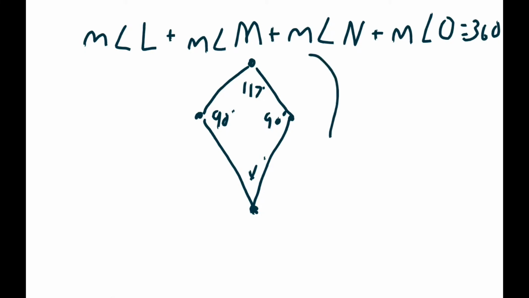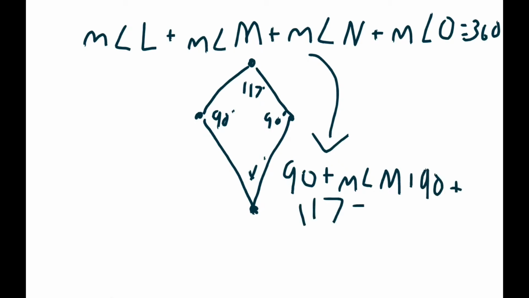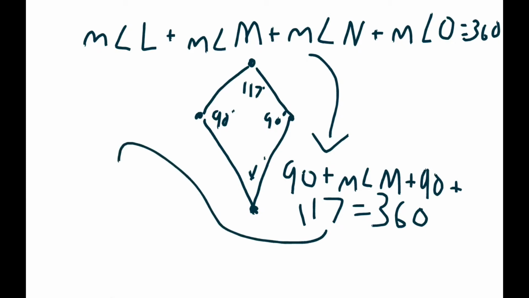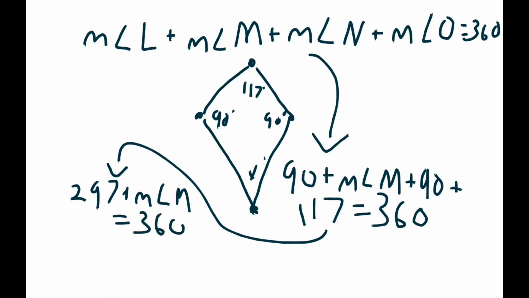Now we just plug in the values. 90 plus the measure of angle M plus 90 plus 117 should be equal to 360. Now you simplify that to get 297 plus the measure of angle M equals 360. Now just solve for M to get the measure of angle M is equal to 63.